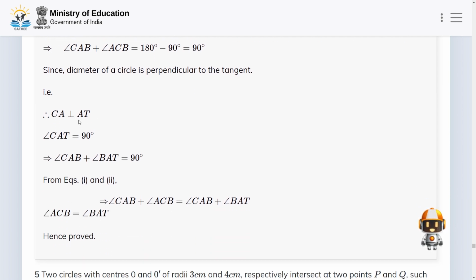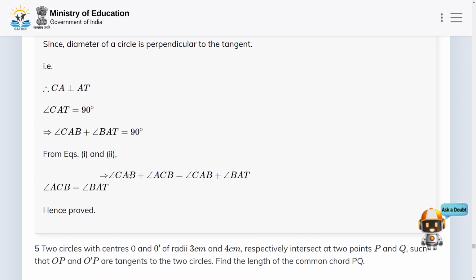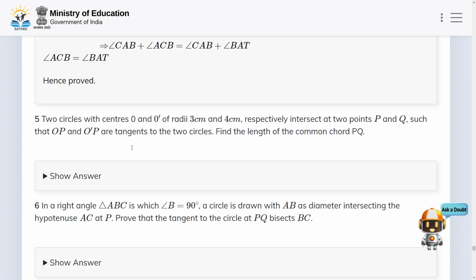Since the diameter of a circle is perpendicular to the tangent, that is, since CA is perpendicular to AT, angle CAT is equal to 90 degrees, and it implies angle CAB plus angle BAT is equal to 90 degrees. From equations 1 and 2, angle CAB plus angle ACB is equal to angle CAB plus angle BAT, and it implies angle ACB is equal to angle BAT. Hence proved. Now let us move to the next problem.